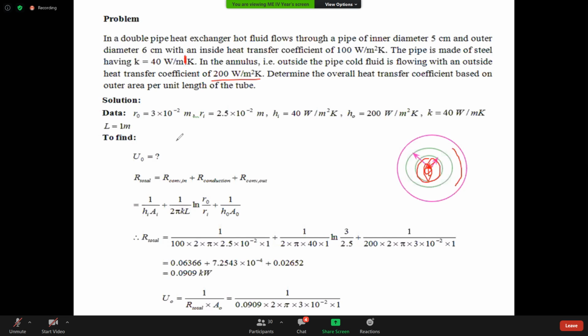Thermal conductivity is given. The annulus is outside the pipe, and cold fluid is flowing here. Its H is also given. Determine the overall heat transfer coefficient based on the outer area per unit length.